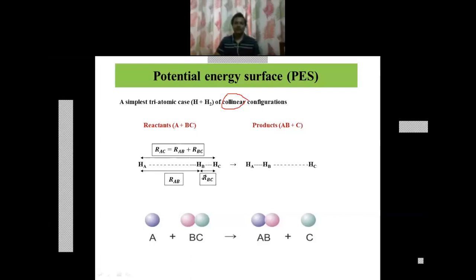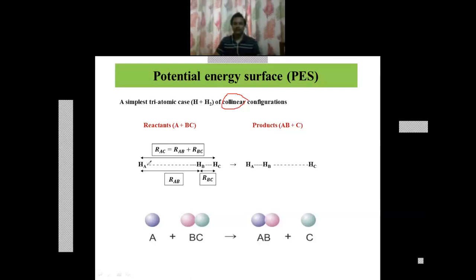Right. Now this is reactant because HA is infinitely separated from H2, which is vibrating at the equilibrium distance. So RBC is nothing but the equilibrium bond distance of H2, right? And this is infinitely separated, so that is the reactant. Now I have taken the liberty that this approach of this hydrogen is collinear, to make our system simple, and then we will discuss later on how the bending is going to come.